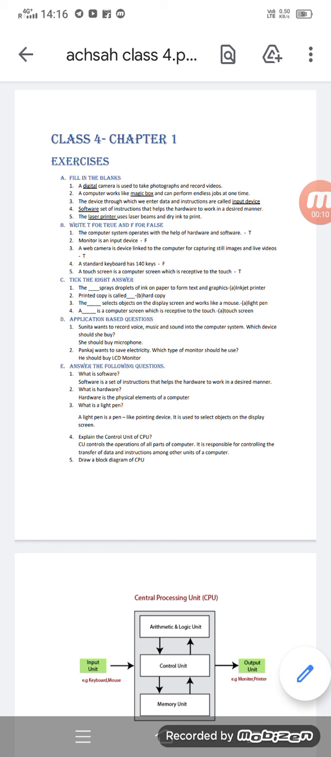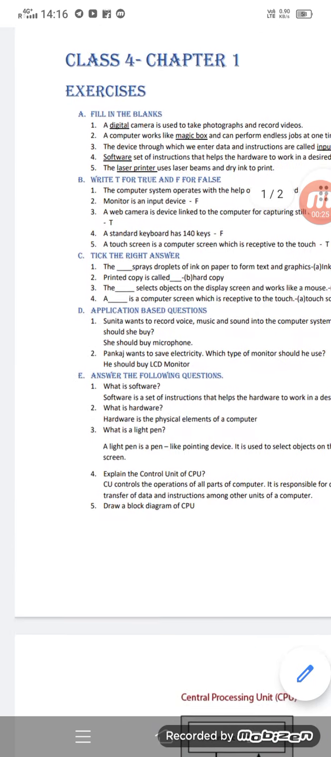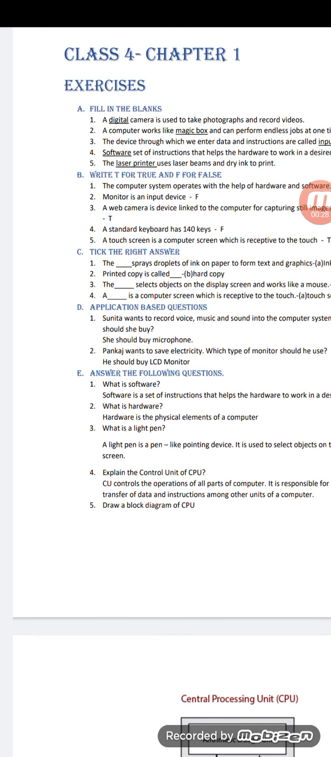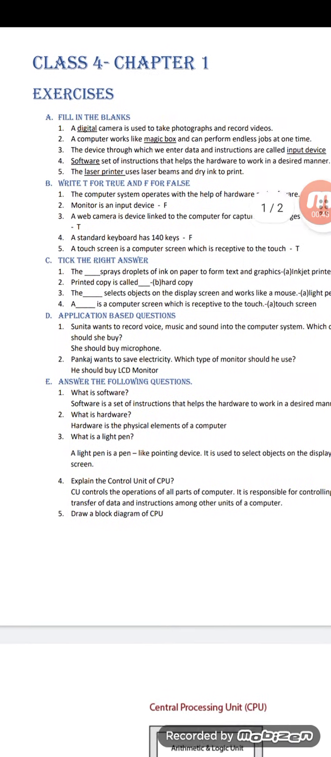This week, I would like to give you the answers of the first chapter exercise. Okay, so let's see which are the answers. First one, A part, fill in the blanks. A digital camera is used to take photographs and record videos. Of course, digital camera. A computer works like a magic box and can perform endless jobs at one time.